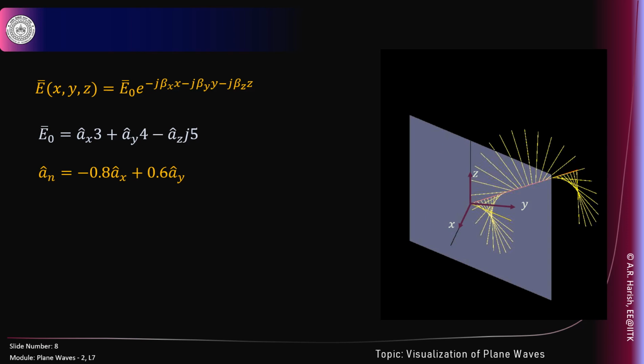Everything is contained in those few equations. This is known as circular polarization. In the next session, we will learn about how to represent the polarization mathematically.